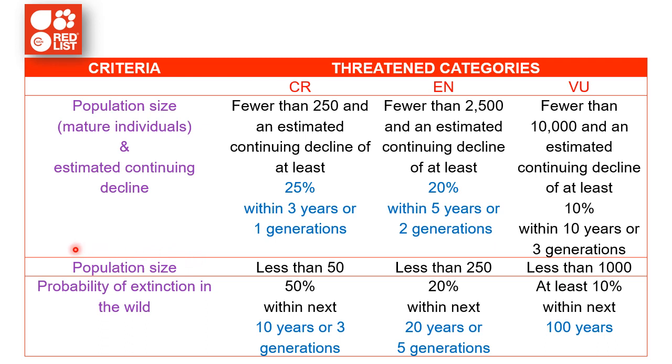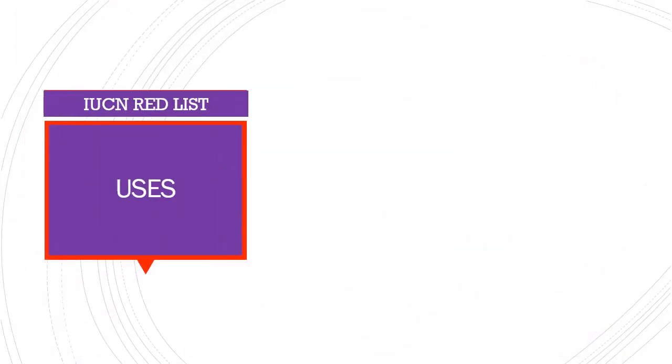If we go by the population size alone, then less than 50 is simply critically endangered, less than 250 endangered, and less than 1000 is vulnerable. Then we also calculate the probability of extinction in the wild, and if it is 50% within the next 10 years or three generations, then it is classified as critically endangered. If it is 20%, then it is endangered, and 10% within the next 100 years, then it is classified as vulnerable.